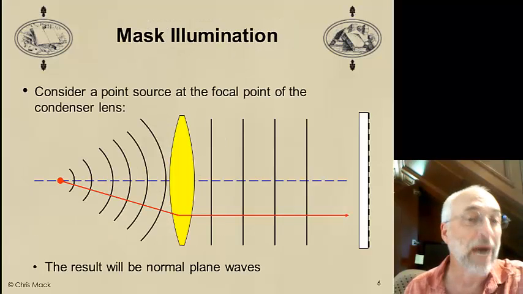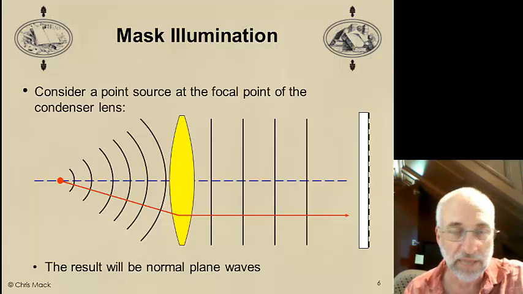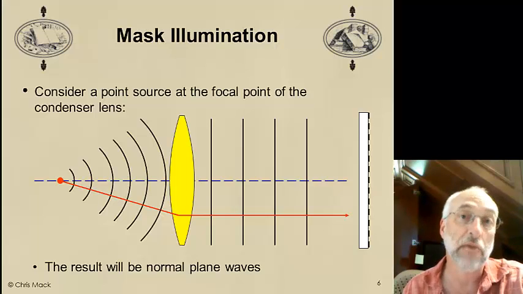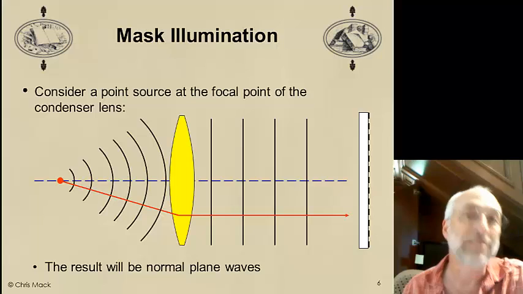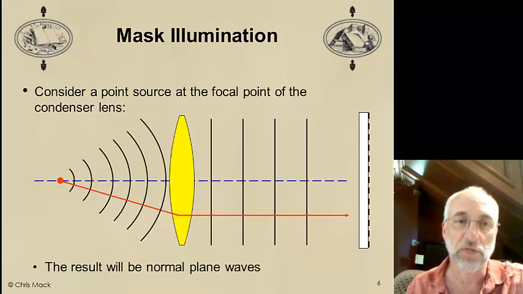All well and good. How do we actually do this in practice? I've talked about a plane wave illumination striking the photomask normally incident, and I've talked about plane wave illumination striking the mask at an angle. Let's see how we might generate those types of illumination.